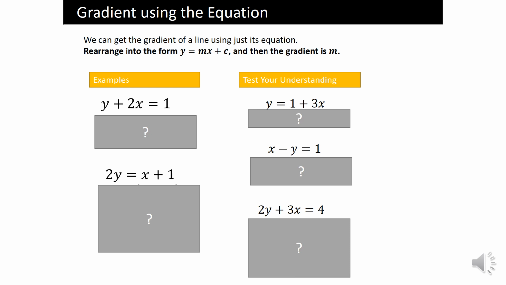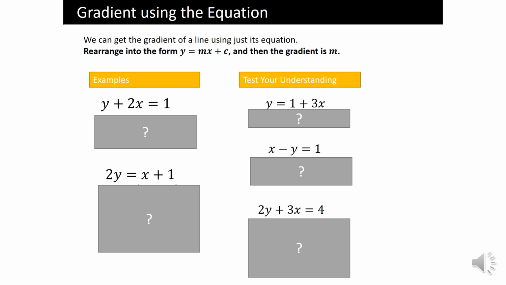Okay, so the last thing for today is working out the gradient just using the equation of the line. So far all the ones we've been using have been either coordinates on the line or the graph, but we can do it just using the equation of the line. The way we do that is we rearrange it into the form y equals mx plus c. Whatever number is in front of the x, wherever the m is, that tells us the gradient. So what we need to do is all just about rearranging it to get it in that form.